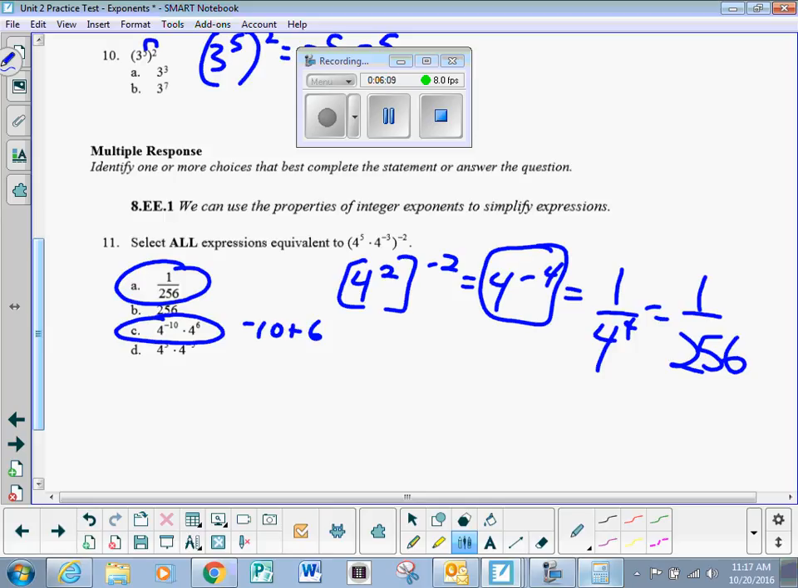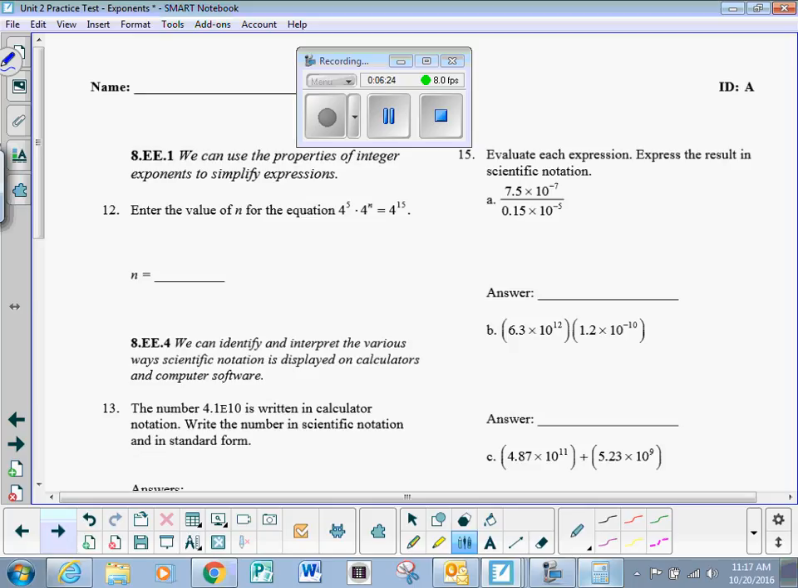Got it? Okay, you get half off. Good question. This would be worth, either I'd make this worth 2, and you get 1 out of 2, or I'd probably make it worth 2, so you miss 1. Okay? All right, number 12.